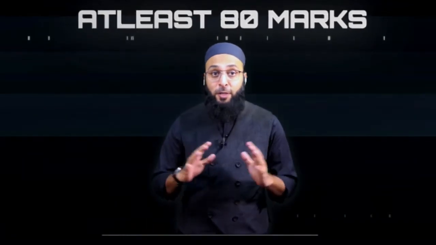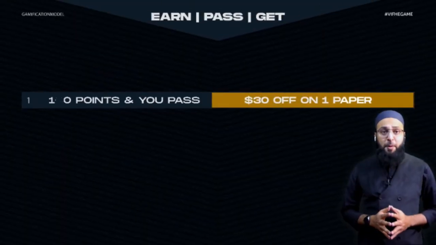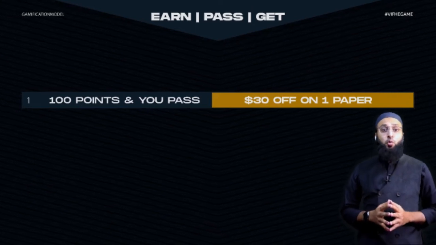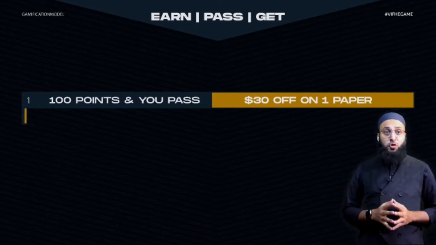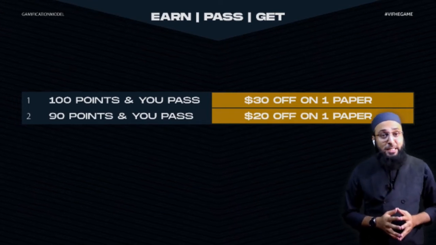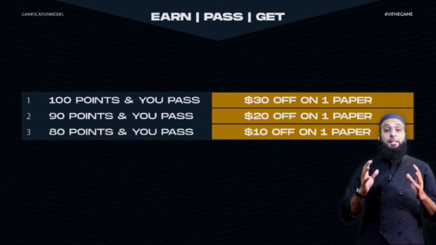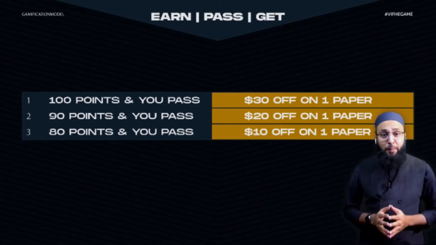But the game will not get over. You still need to pass your ACCA exam. So if you score 100 points and you pass, you will get $30 discount. If you score 90 points and you pass, you will get $20 discount. And if you score 80 points and you pass, you will get $10 discount on any other paper at Vifhe. So what are you waiting for? Let the game begin.